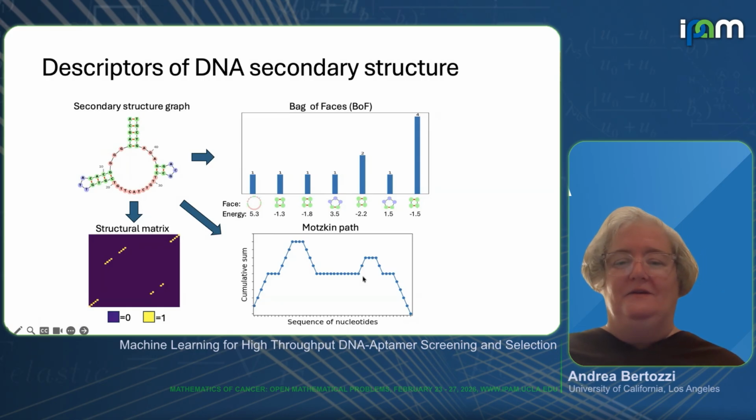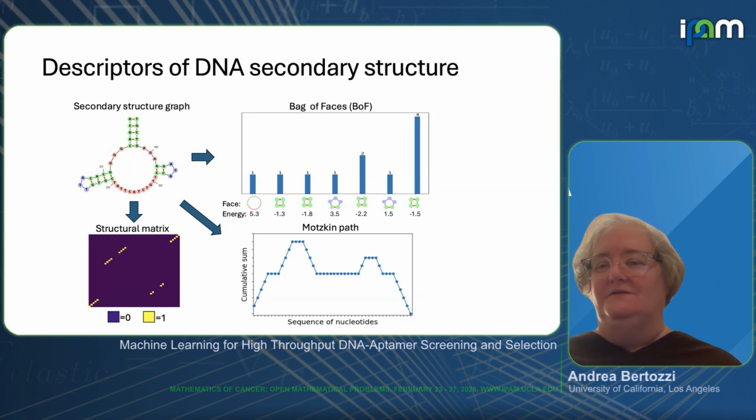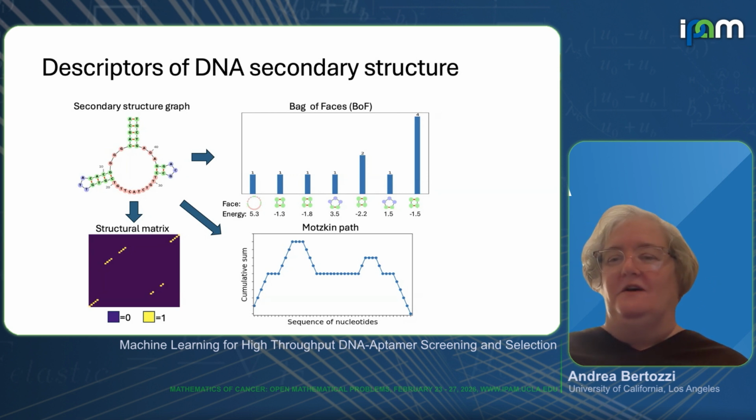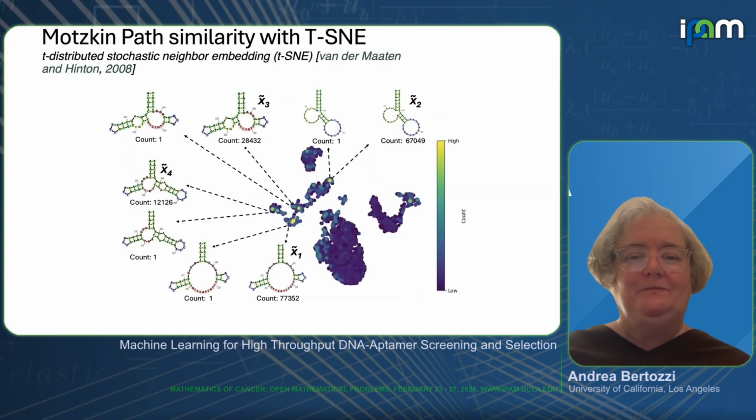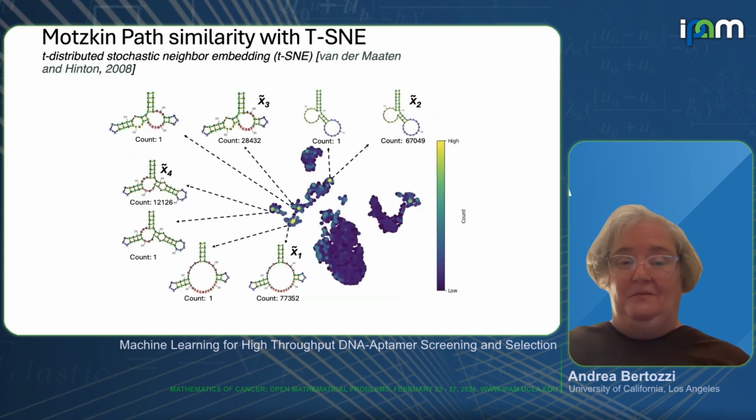The Motzkin path, though, is particularly nice because this gives us a high-dimensional feature vector that is basically composed of integers. And that's a very nice kind of feature vector structure to work with for machine learning methods. Okay, let's look at the Motzkin path.